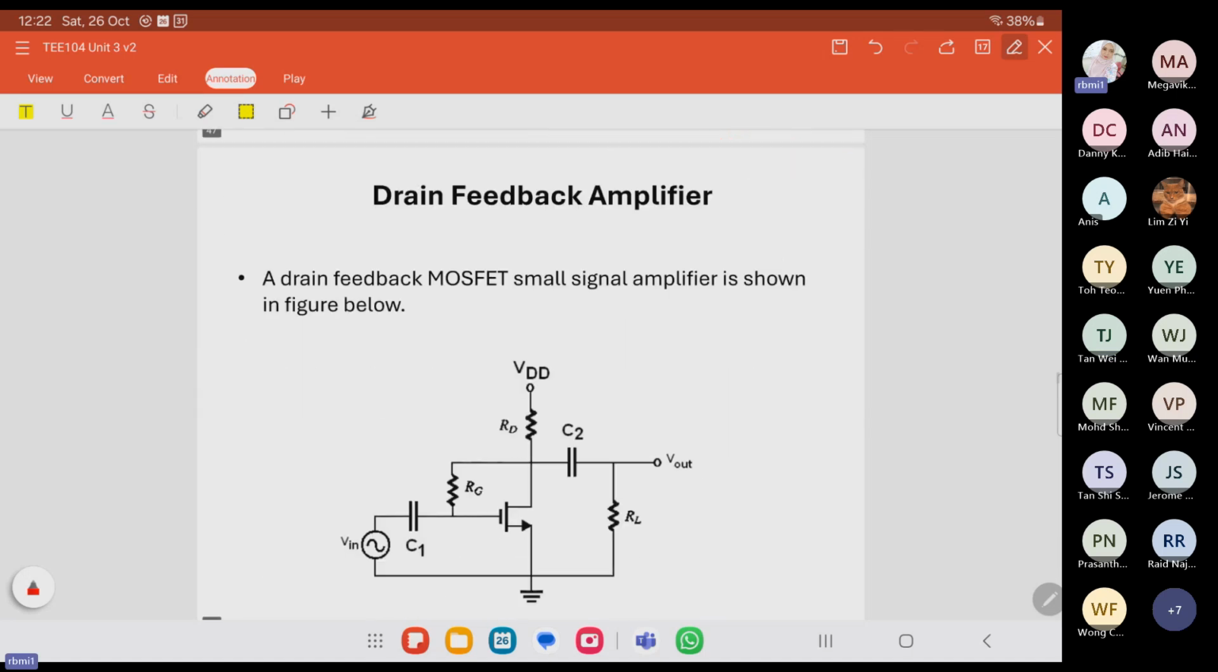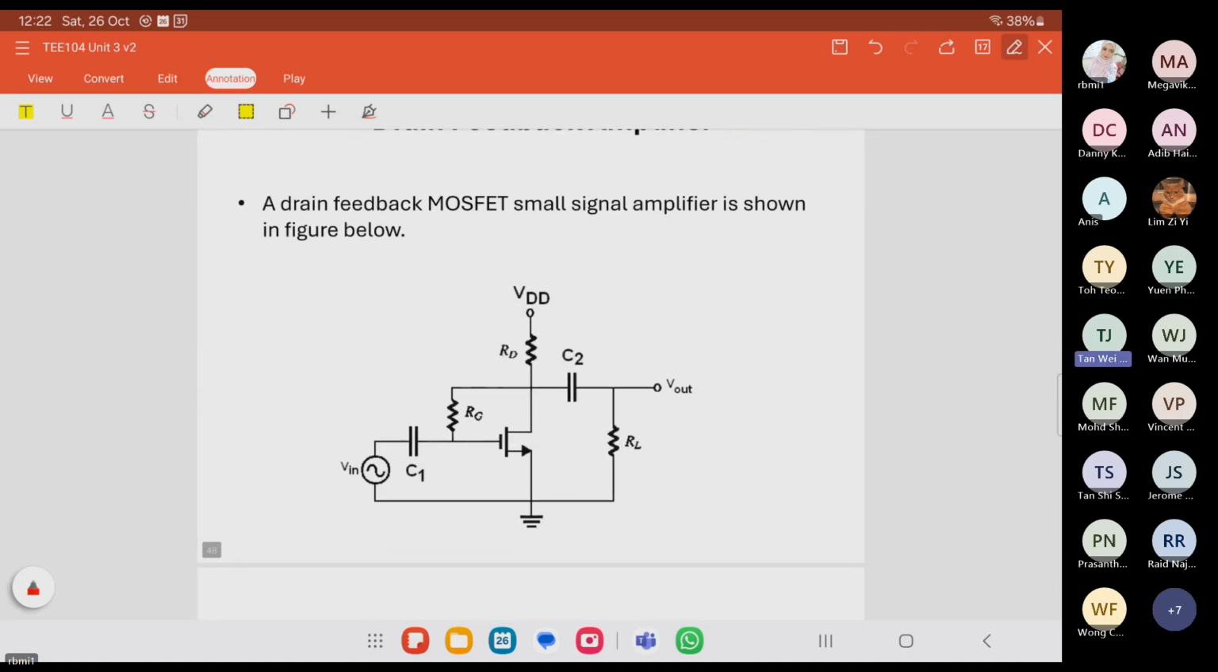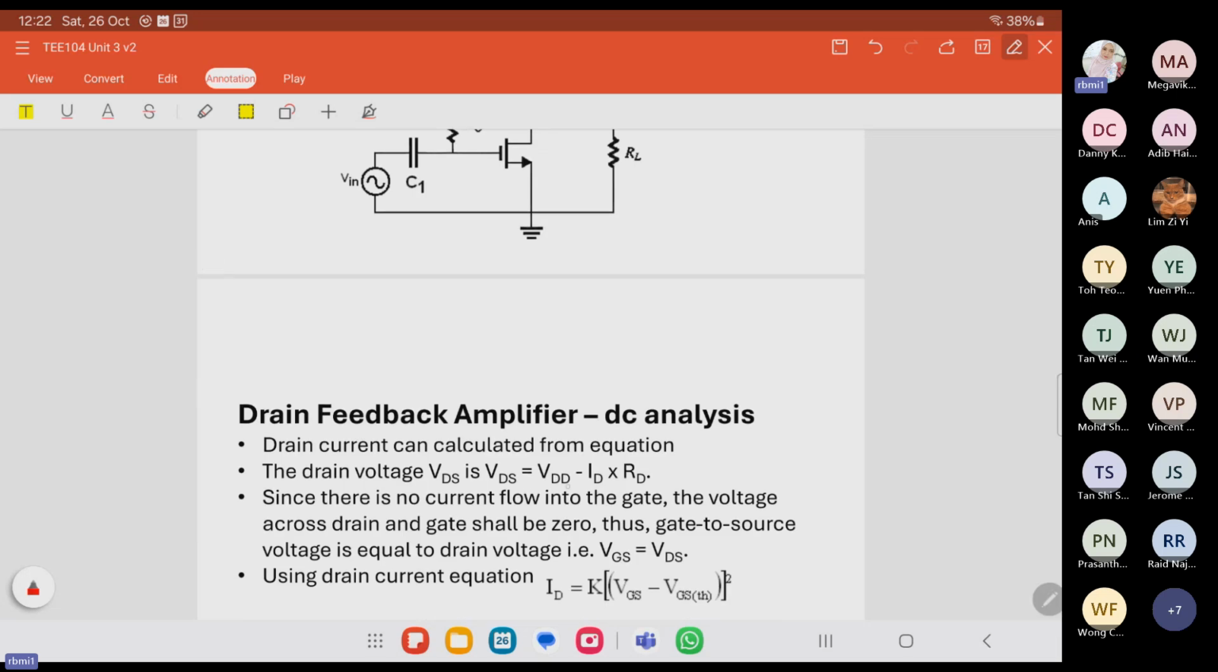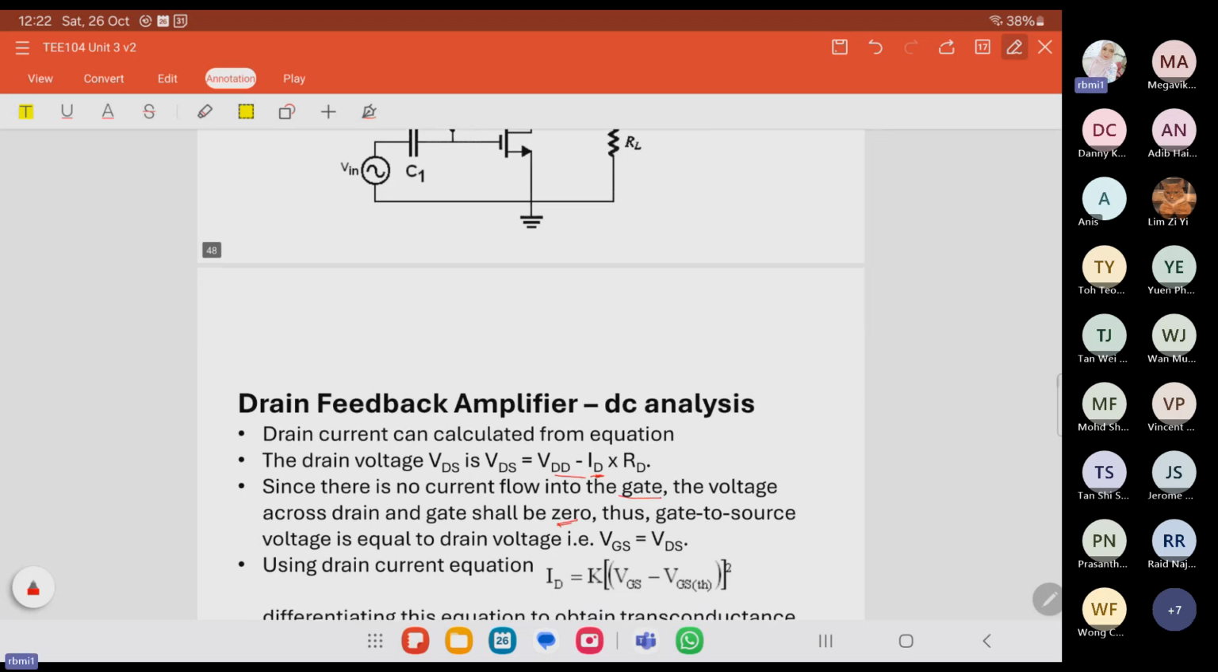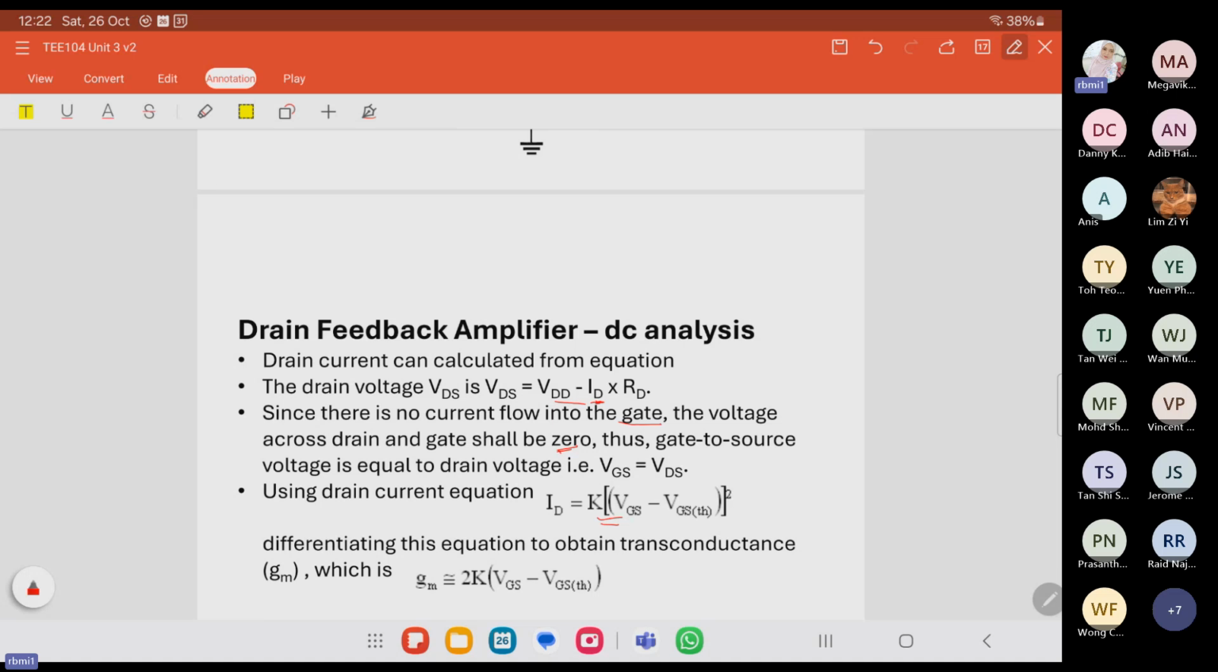Alright, so the second circuit is the drain feedback MOSFET. The drain current we can calculate from these expressions for the drain current. From the drain current, we can get the VDS. Since there is no IG or IGS, and IG is equal to 0, the voltage across drain and gate must also be 0. For saturation, VGS is equal to VGS threshold.